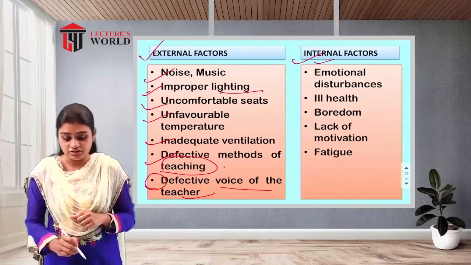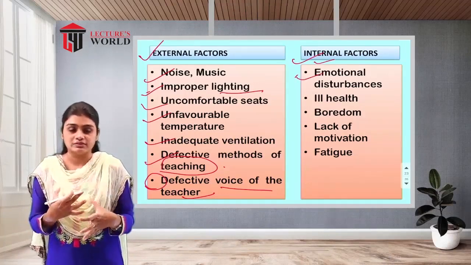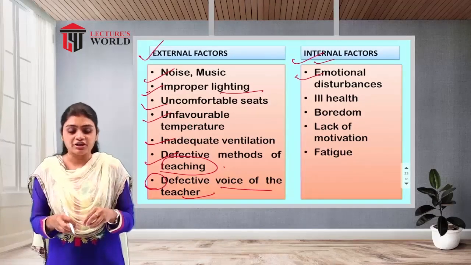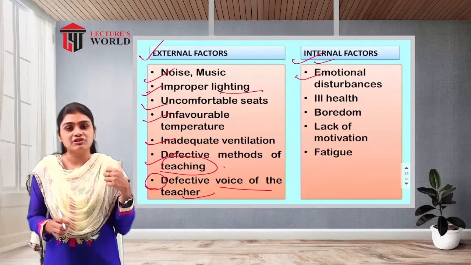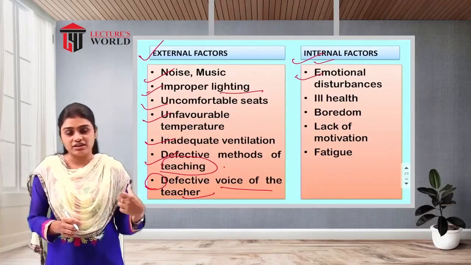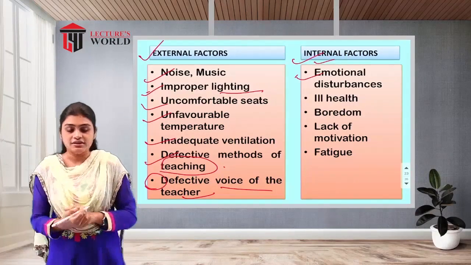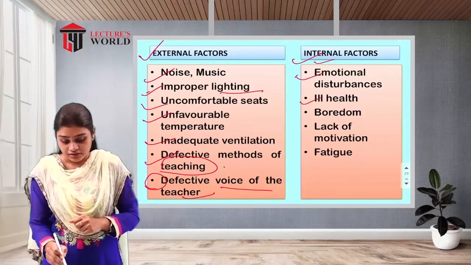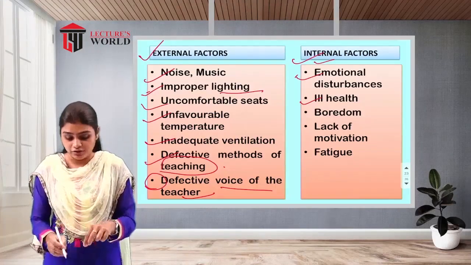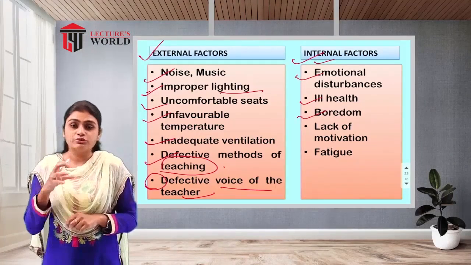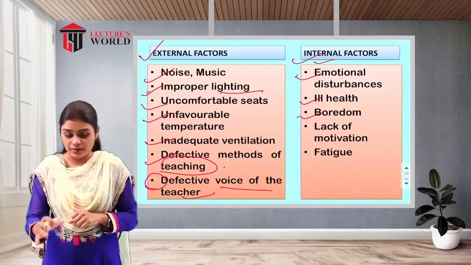At the same time, the internal factors. First is emotional disturbance. If we are emotionally disturbed, we won't be able to focus on something. For example, right now I want to study for my examination, but if someone in my family is sick or chronically ill, I won't be able to focus my attention on my studies. So that is emotional disturbance. Then ill health. If I am physically or mentally ill, I won't be able to focus on that particular thing. If I am bored in doing that particular activity, at that time also I'll be distracted from my stimulus.